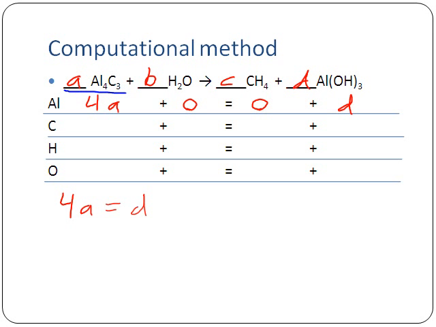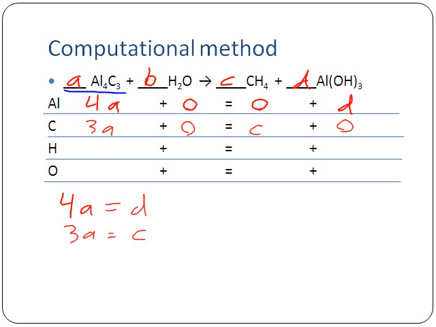For carbons, how many do I have to start with? I have Al4C3, which gives me 3A carbons. There are no carbons here. In the CH4, there's one carbon, and there's C CH4s, so it gives me just C carbons. No carbons in the last term. So my next equation is that 3A equals C.